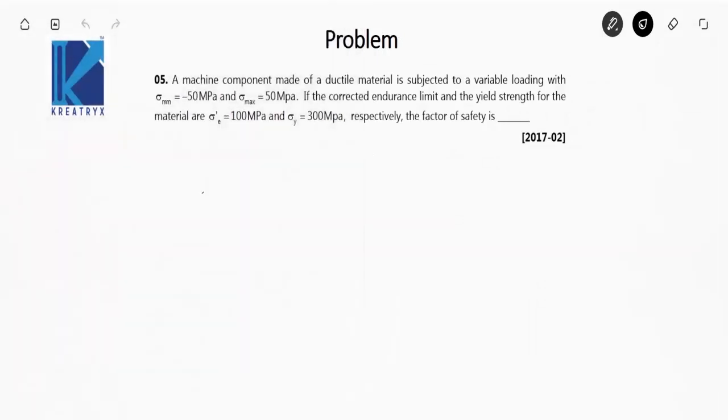A machine component made of a ductile material is subjected to a variable loading with minimum stress minus 50 megapascal and maximum stress 50 megapascal. If the corrected endurance limit and yield strength for the material are given respectively, the factor of safety is. The machine component is made of ductile material, and for ductile material we use Soderberg's theory.